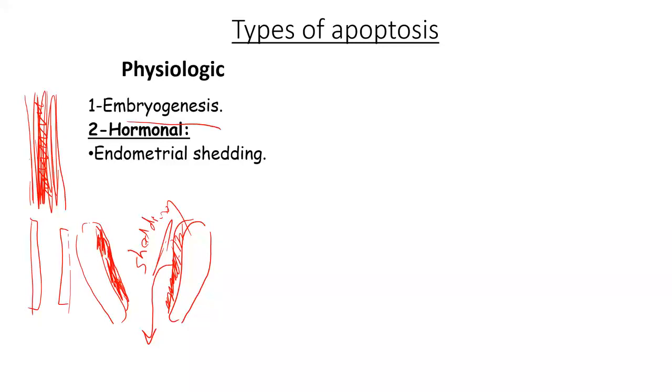So it occurs by what? It occurs by the process of apoptosis. So I'm going to have shedding of the endometrium by the process of apoptosis and not necrosis. So this is the endometrial shedding, which is a form of apoptosis, but a physiologic form of apoptosis.